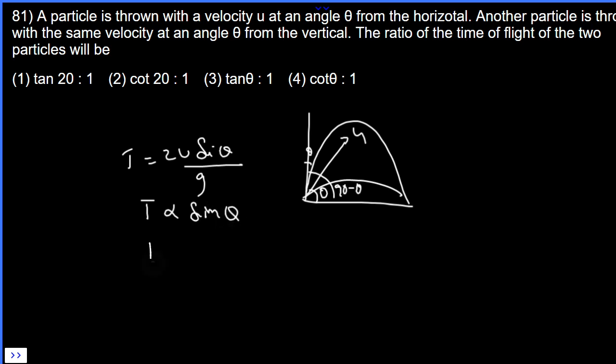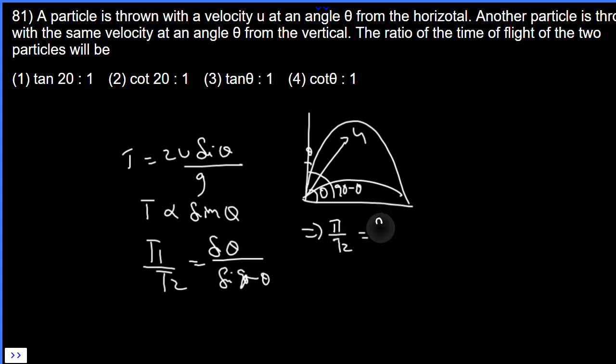Okay, T1 by T2 is equal to sin theta by sin of the second particle's projection angle, which is 90 minus theta. So T1 by T2 is equal to sin theta by sin(90 minus theta), which means cos theta, which is equal to tan theta is to 1. That is option number 3.